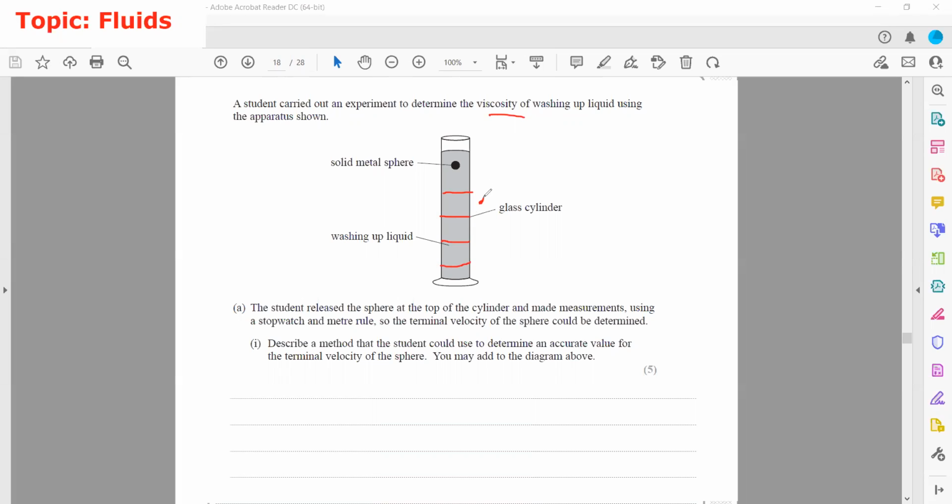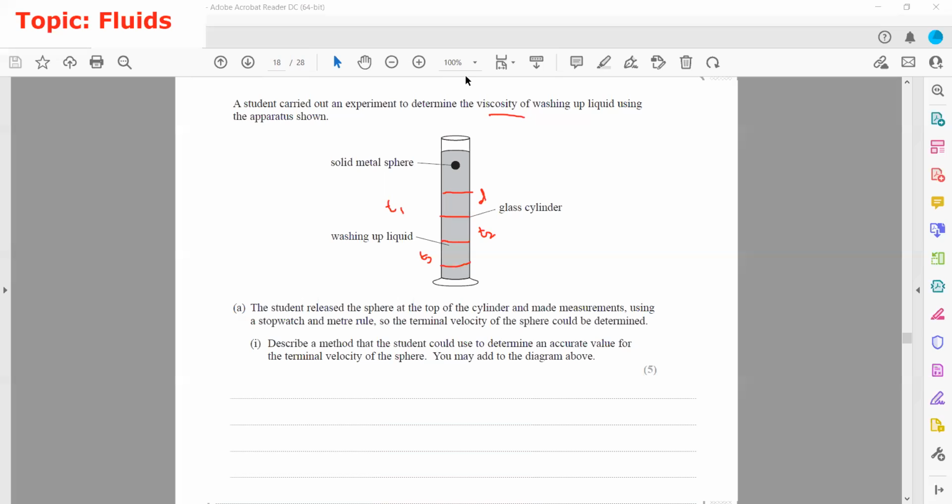And using a meter rule, we'll measure a distance and we'll record a time, because if it reaches the terminal velocity, here the time is T1, here the time is T2, time is T3. So if the sphere reaches the terminal velocity, it will take the same time to cross between each pair of marks. So we'll place rubber bands or markers, measure the distance between two markers using a meter rule, and record the time, and we'll get the speed. To get the speed, that is distance over time, we will simply use the formula.